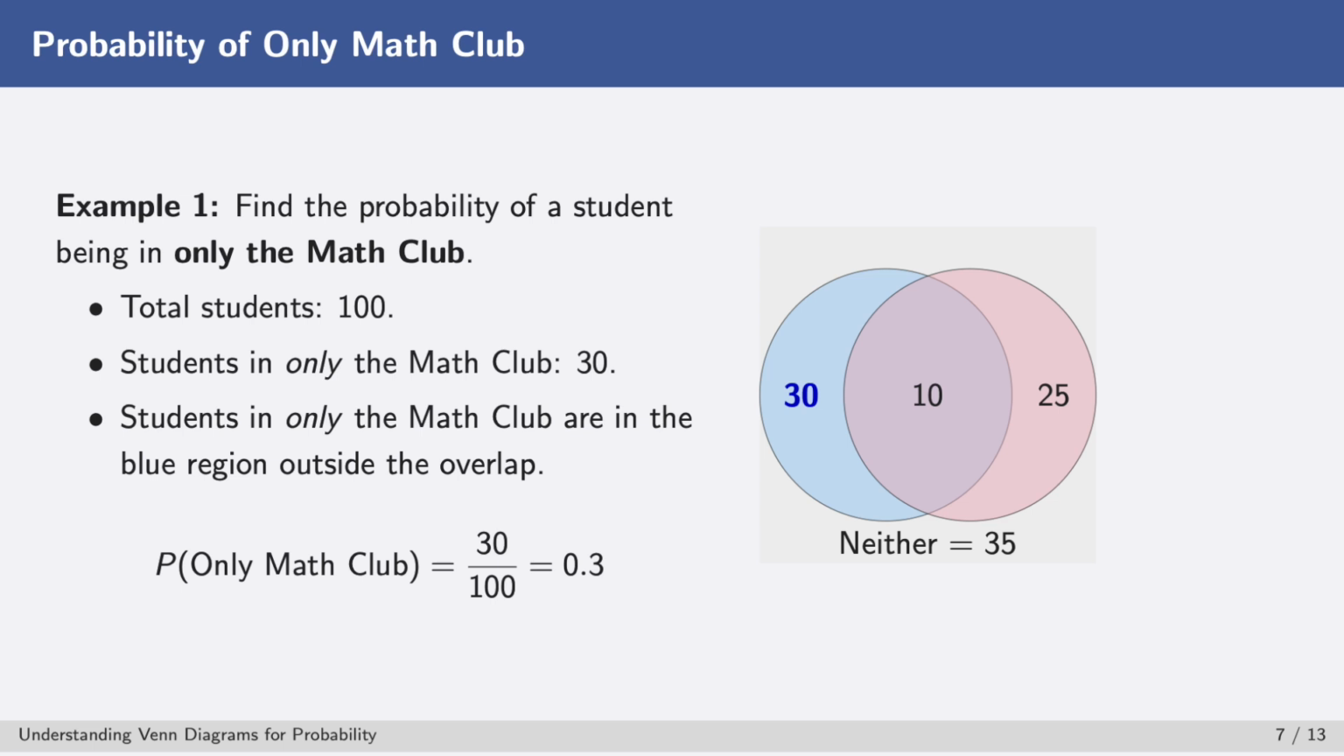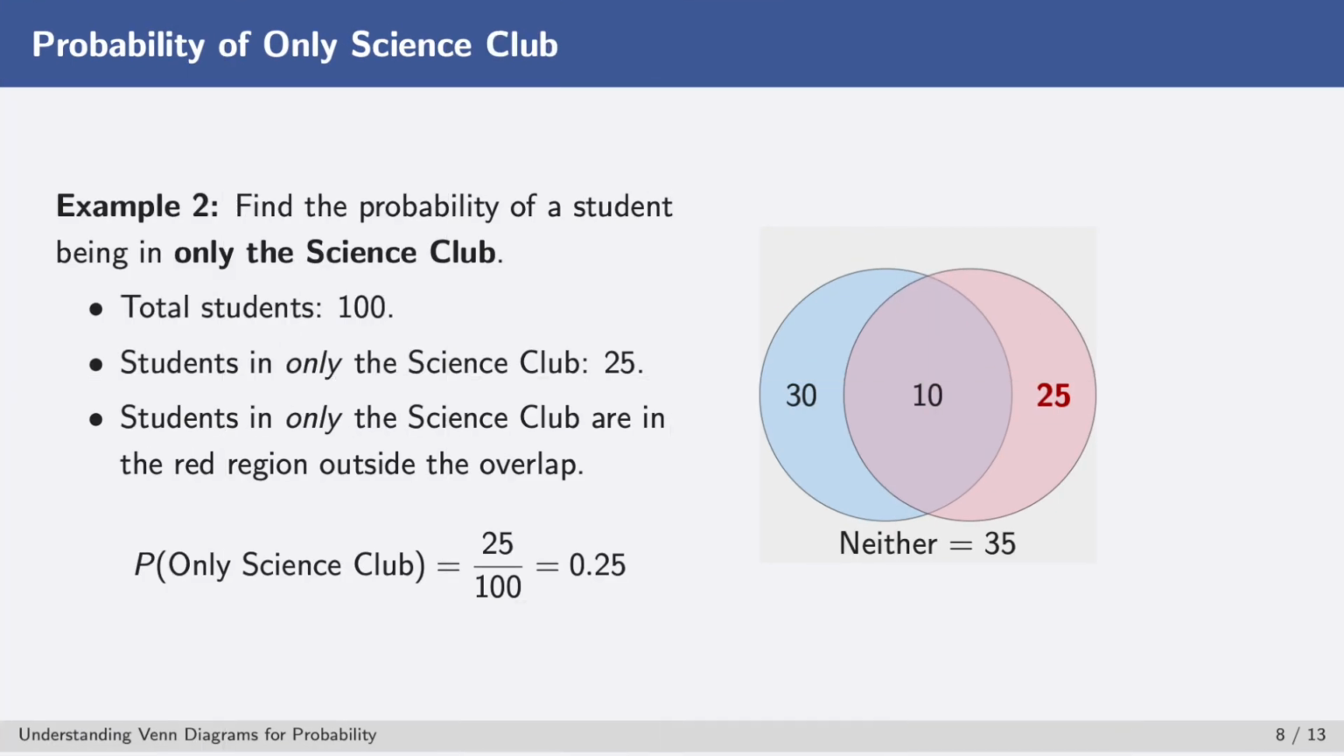To find the probability, we take the number of students in only math, which is 30, and divide it by the total number of students, which is 100. So 30 over 100 gives us 0.3. That means there's a 30% chance of picking a student who's only in the math club. Let's turn to the next page to find out the probability for students only in the science club.